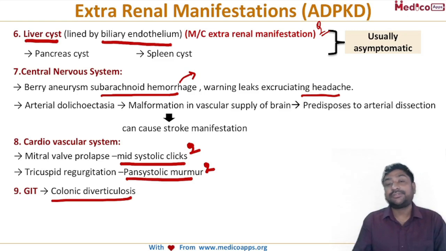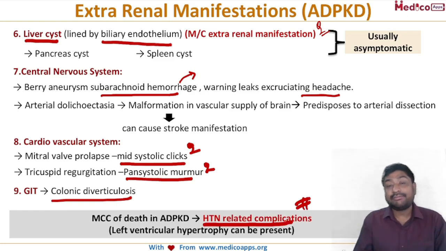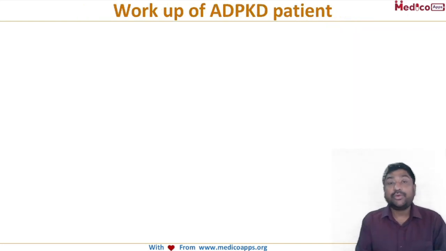Again, a very common question which is asked is, what is the most common cause of death in these patients? So never answer renal failure. It is primarily the hypertension related complications which will cause death in these patients, like left ventricular hypertrophy and all that. Okay, that will be the most common cause of death in these patients, because most of these patients will have renal failure very late. Okay, how do we work up this patient?